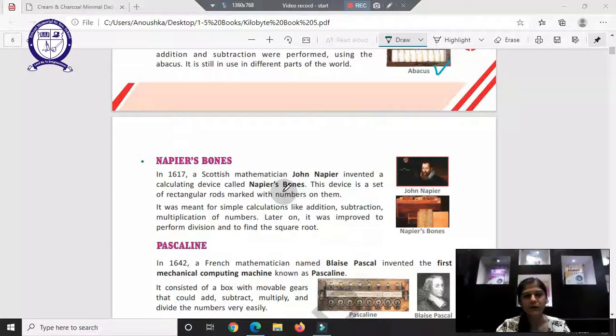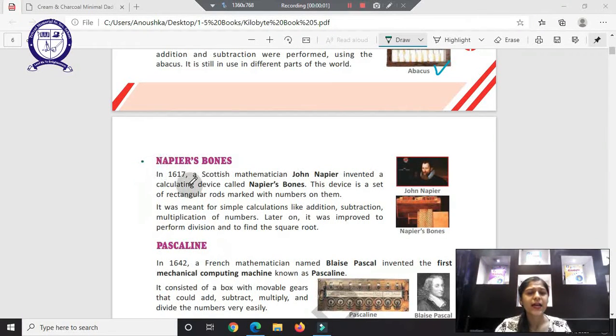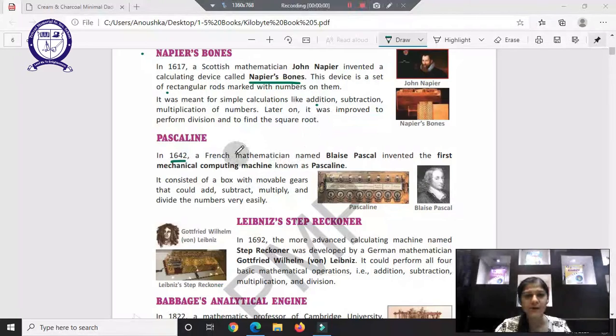Then after the abacus, in 1617, a Scottish mathematician, John Napier, invented a calculating device called Napier's bones. This device is a set of rectangular rods marked with numbers on them. It was meant for simple calculations again, like addition, subtraction and multiplication of numbers. Later on it was improved to perform division and to find a square root.